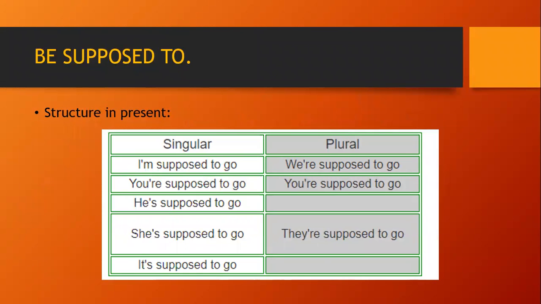Structure in present. Singular: I'm supposed to go. You're supposed to go. He's supposed to go. She's supposed to go. It's supposed to go. Plural: We are supposed to go. You are supposed to go. They are supposed to go.